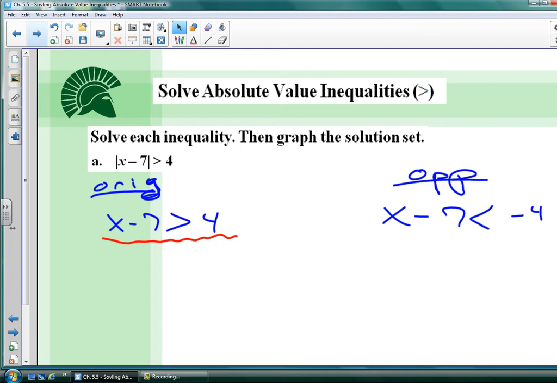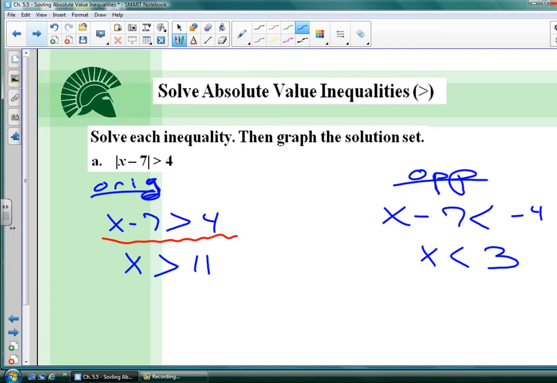Notice when I just start out the problem, there's nothing wrong with the problem, right? I have a positive absolute value is greater than a positive number. That actually works, regardless of what we're looking at. So when I do each side, if I add 7 to both sides because of the additive inverse, I get x is greater than 11. And if I add 7 to both sides, I get x is less than 3. Okay, make sure you saw how that happened.